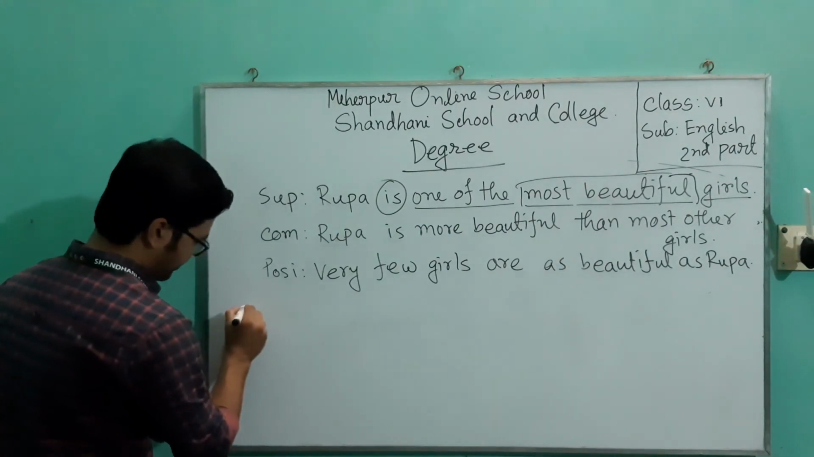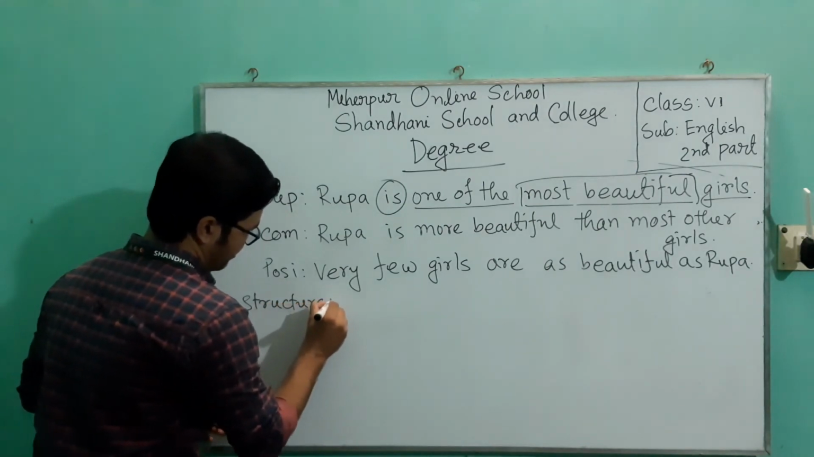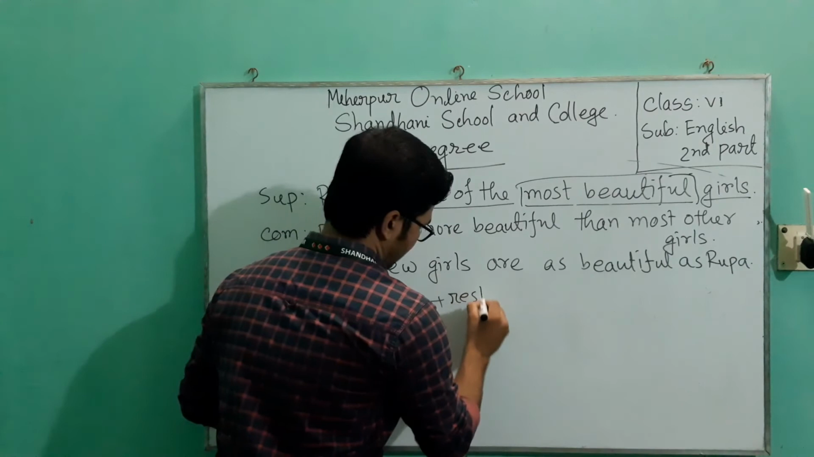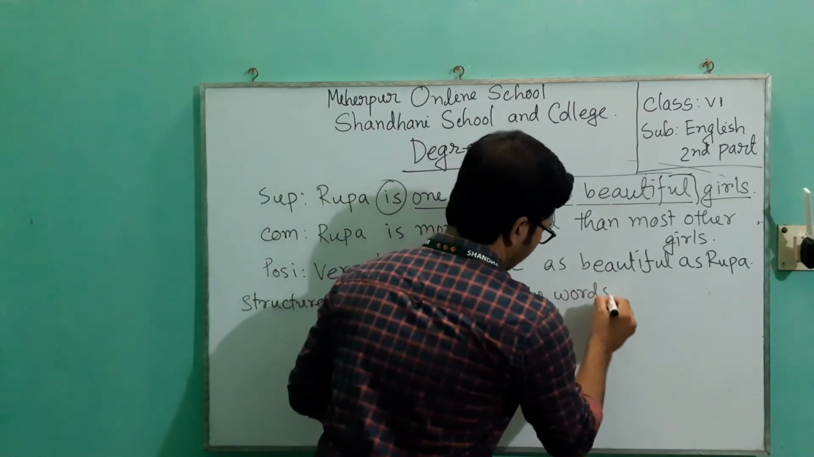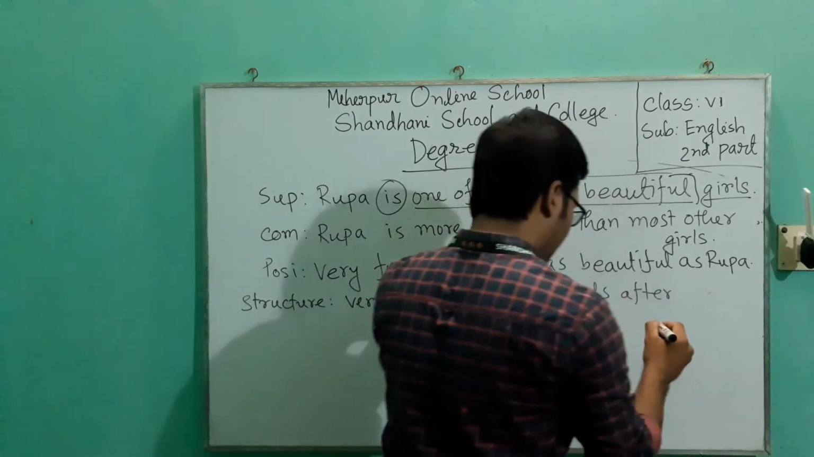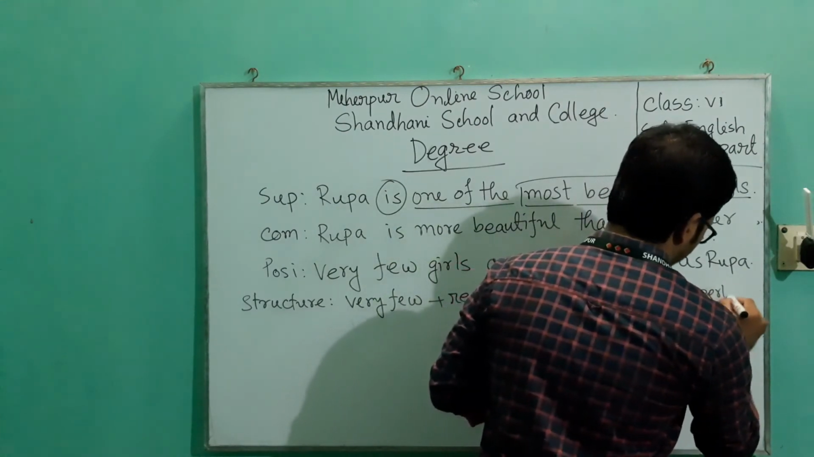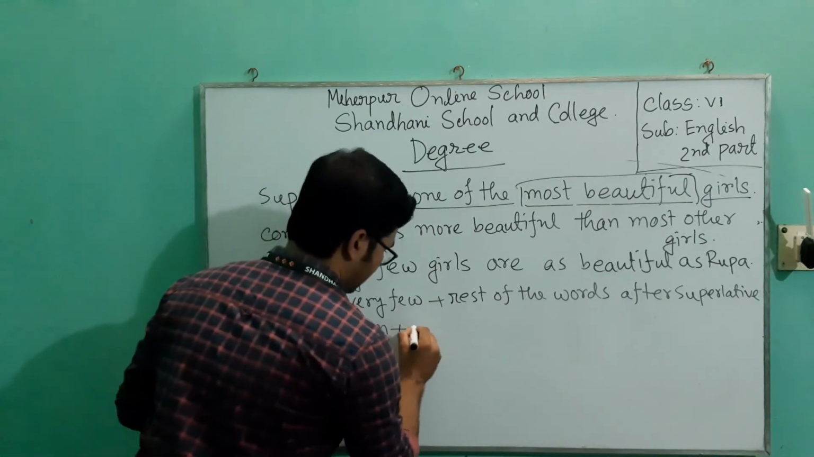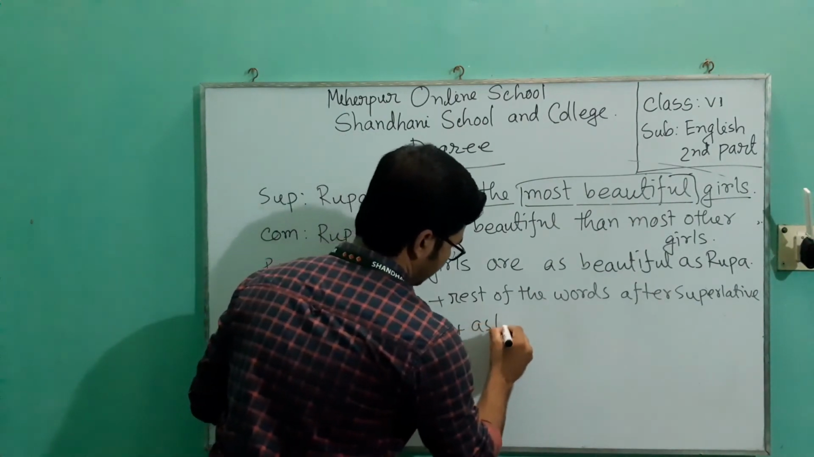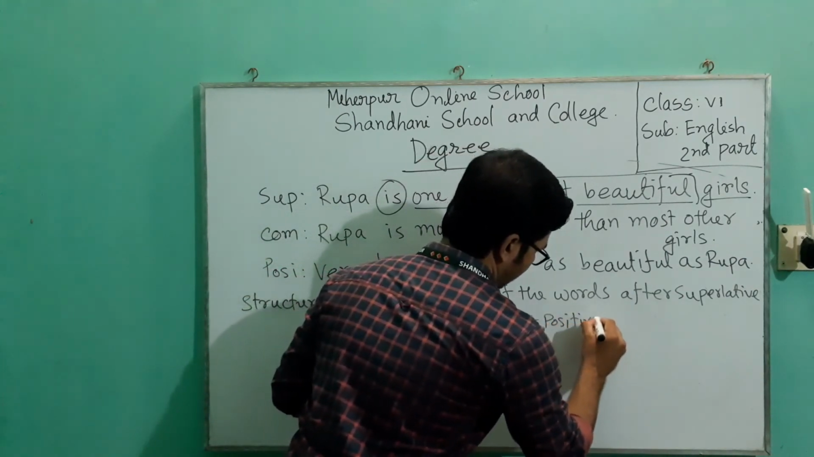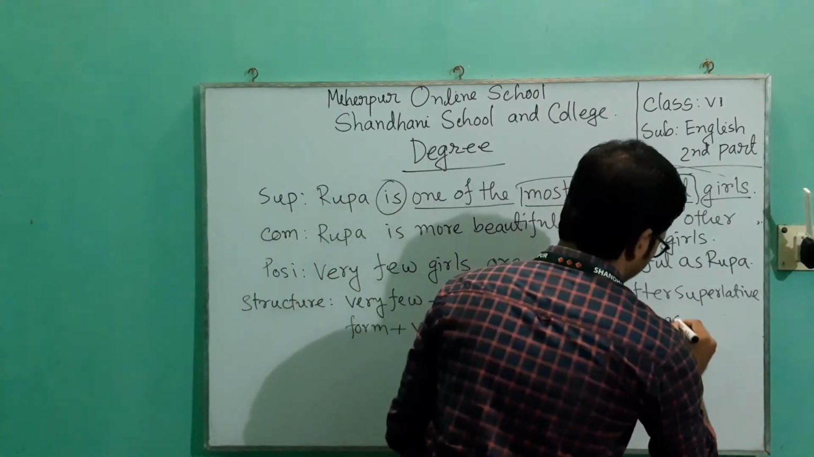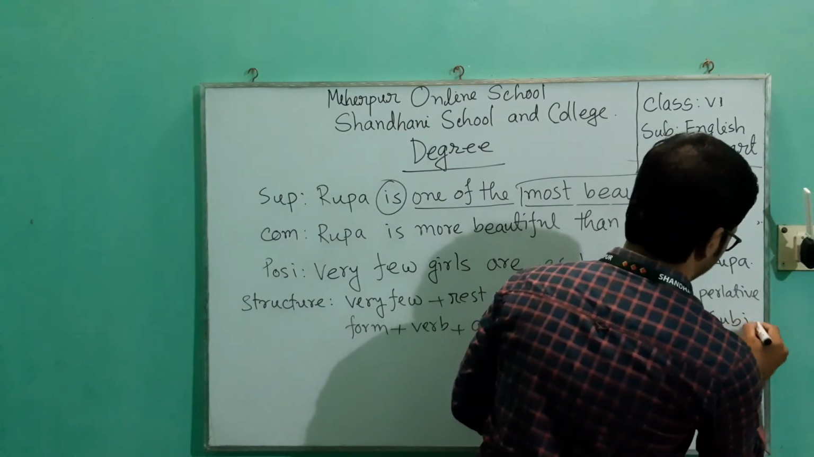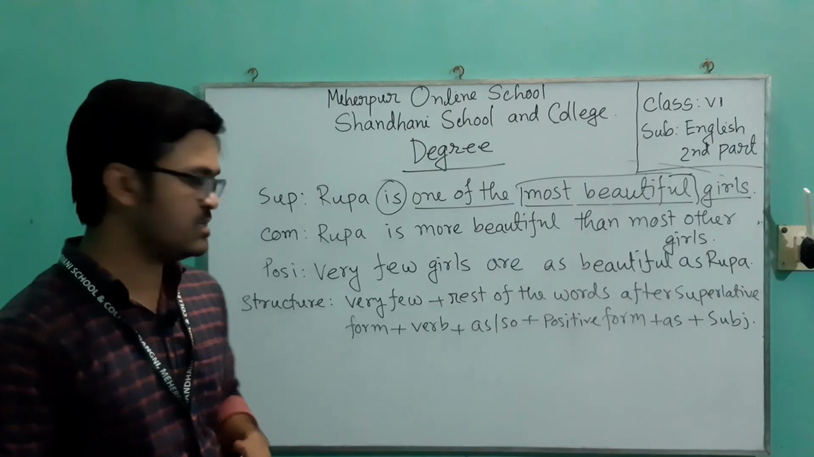Let's see the structure. Very few plus rest of the words after superlative form plus verb plus as oblique, so plus positive form plus as plus subject. Okay, dear students, now we will match it.